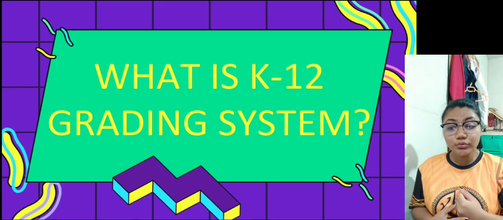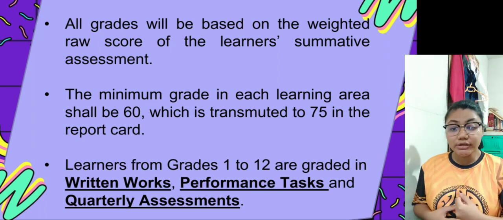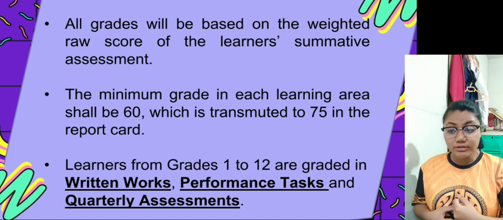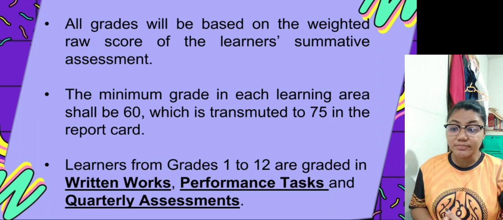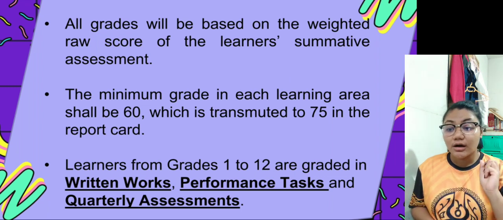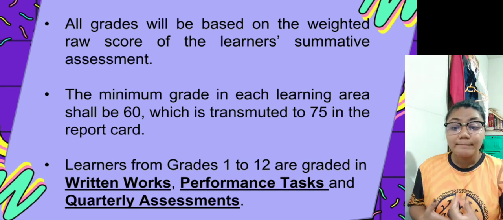So what is the K-12 grading system? Under this order, we have the written works, performance task, and quarterly assessment, or WW, PT, and QA scores of students from grade 1 to grade 12, and these will be the base of their summative assessment results. And these three have specific percentage weights that vary based on the nature of the learning area.